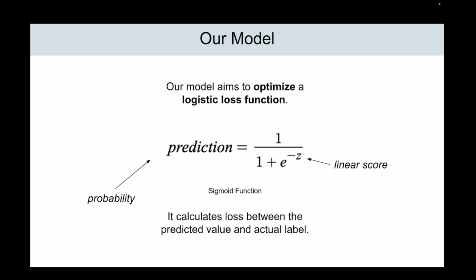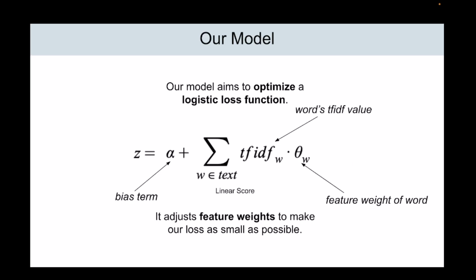So what our model will actually do is optimize a loss function. First, it makes predictions using this sigmoid function, and then it will compare them to the actual values to get the loss. The value of these predictions depends on this linear score, which is calculated by multiplying a word's TF-IDF value with the feature weight of the word, for every word in the review vector. And then the model will adjust the feature weights to make the overall loss as small as possible. This is mostly going to happen behind the scenes since we're going to be using sklearn's logistic regression function.